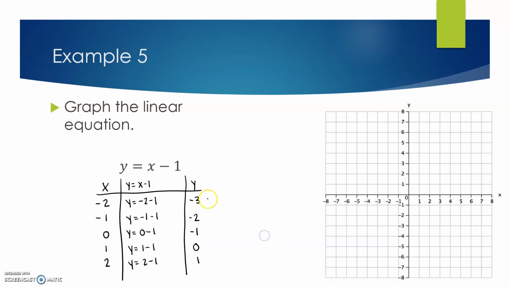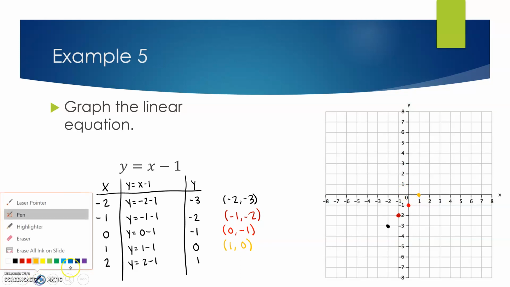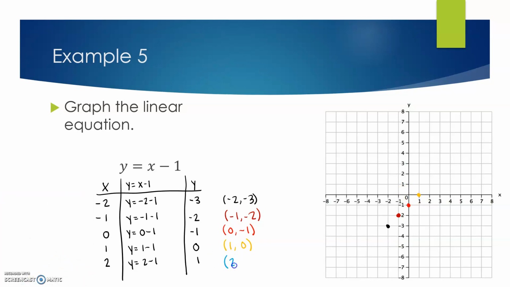All right, and so then if I write each of these as ordered pairs or as solutions, I've got -2, -3, and I can graph that. For my next one, I would have -1, -2. So that would go right here. For the next one, I would have 0, -1. That would go right here. And then I'd have 1, 0, which would go over 1 and up 0. And finally, I would have 2, 1. That would go right here.